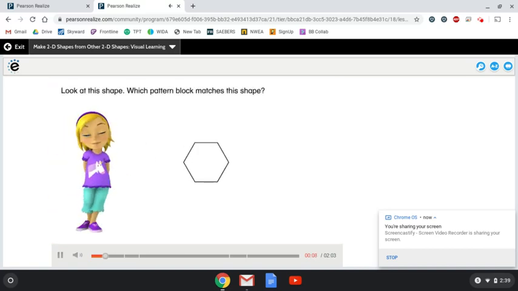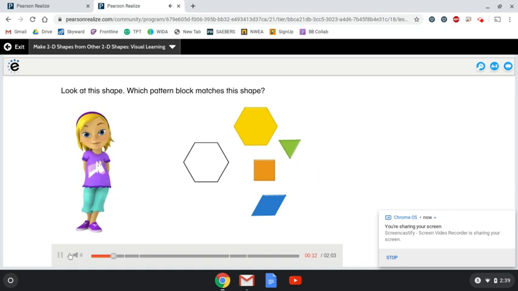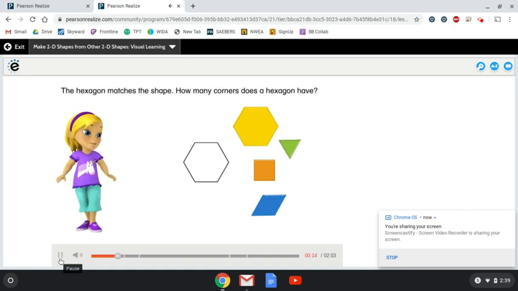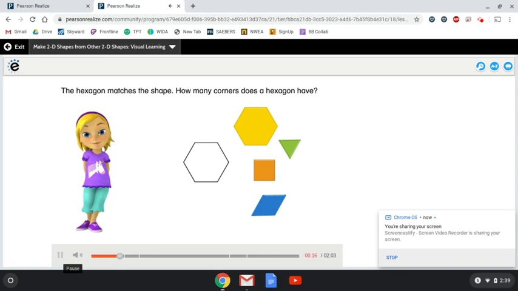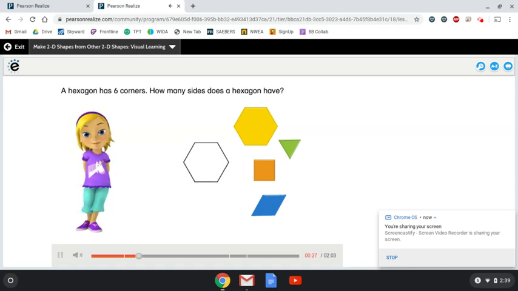Look at this shape. Which pattern block matches this shape? The hexagon matches the shape. How many corners does a hexagon have? A hexagon has 6 corners. How many sides does a hexagon have? A hexagon has 6 sides.